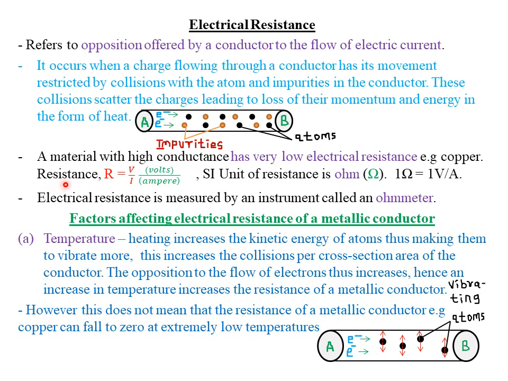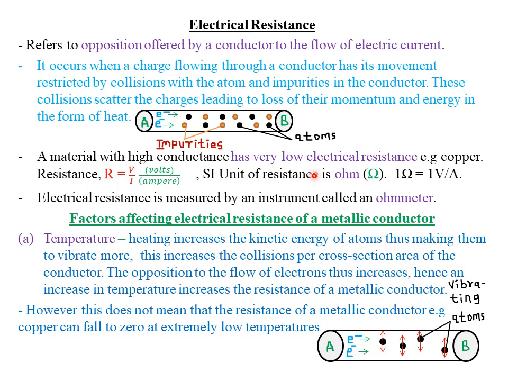Now, from the definition of Ohm's law, or from the graph of V against I that we looked at, we concluded that the gradient of that graph is called the electrical resistance, which is the constant. Therefore, from the formula of Ohm's law, V equals IR, we can simply conclude that resistance is equal to the ratio of potential difference to the current. Remember, potential difference is usually measured in volts, current in amperes.